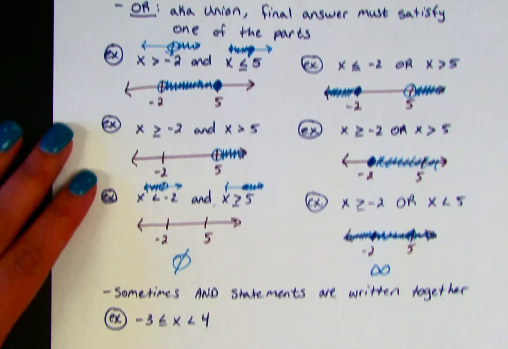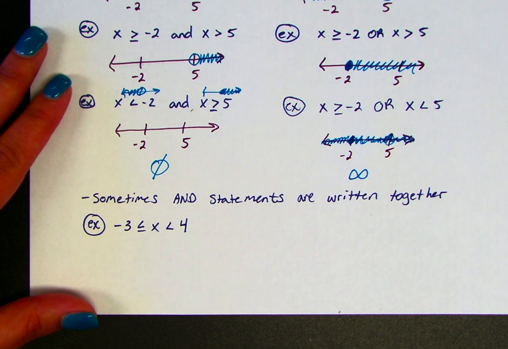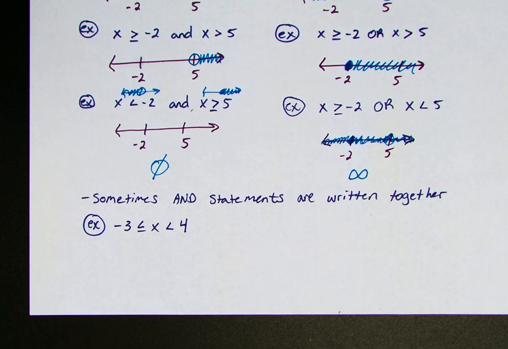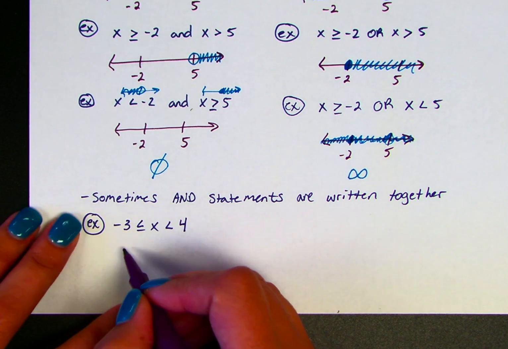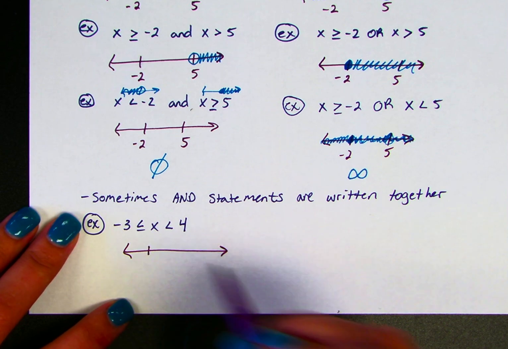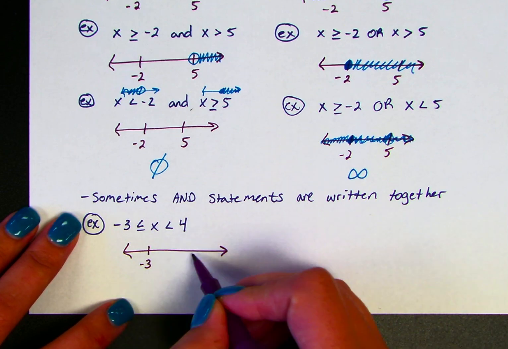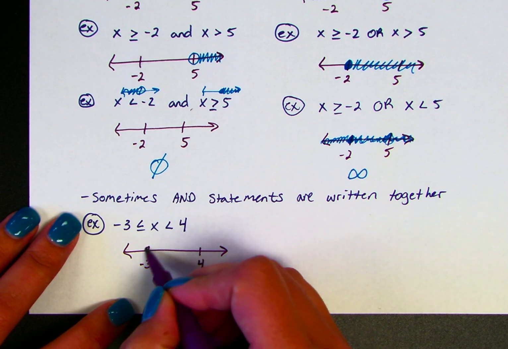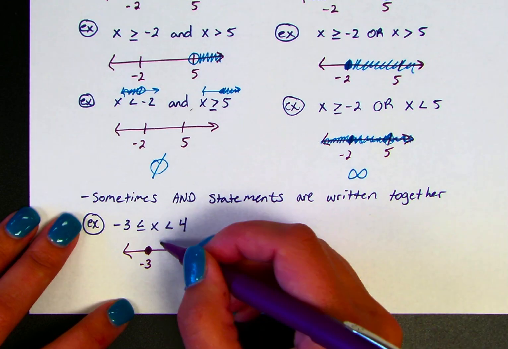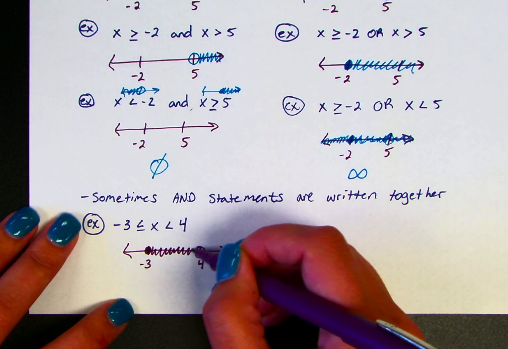Okay. And then I also wanted to make sure you guys were aware that sometimes our and statements can be written together like this, and I would just leave them together. If you have to shade, since x is in the middle, that means your shading would go in the middle. So we would have a closed circle at 3 because that one has the bar, open at 4, and then shading in between.